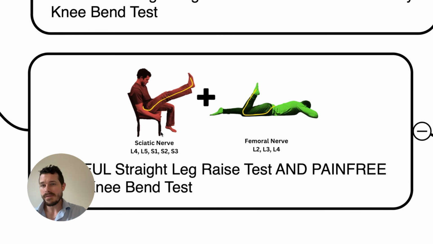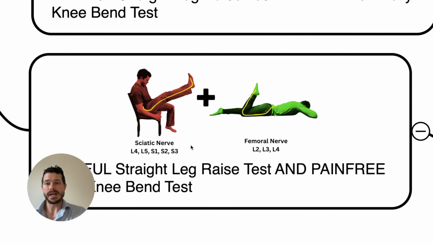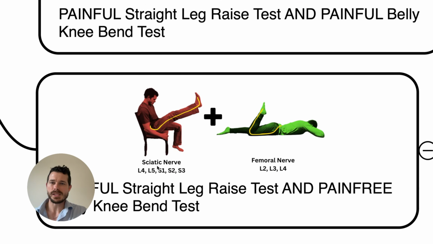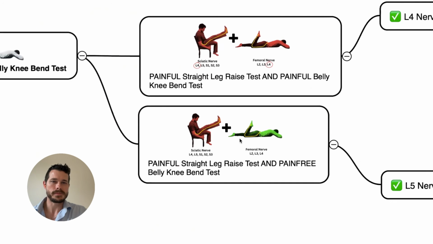On the other hand, if the straight leg raise was positive, which strains all these nerves, L4, L5, S1, S2, S3, but the belly knee bend test, which only stresses the L2, L3, L4, is negative and/or pain-free, painful straight leg raise, pain-free belly knee bend test, then it must not be the L4. Because if the L4 was involved, it would be painful, but it's not. So it must be the L5 or the S1, the S2 or S3. Now keep in mind while you're watching this video, because you have symptoms on the front of the leg, we'll talk about why it's not the S1, it's not the S2, it's not the S3. We'll get to that in a moment.